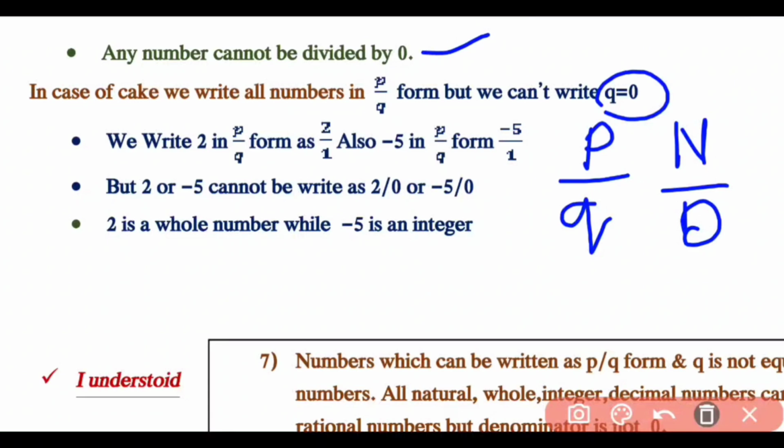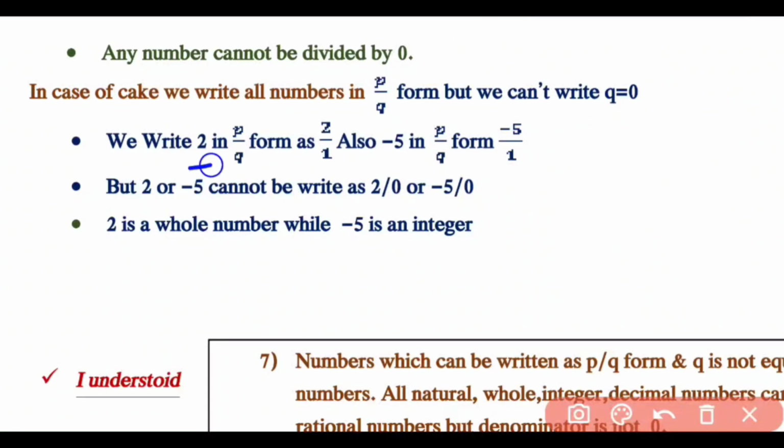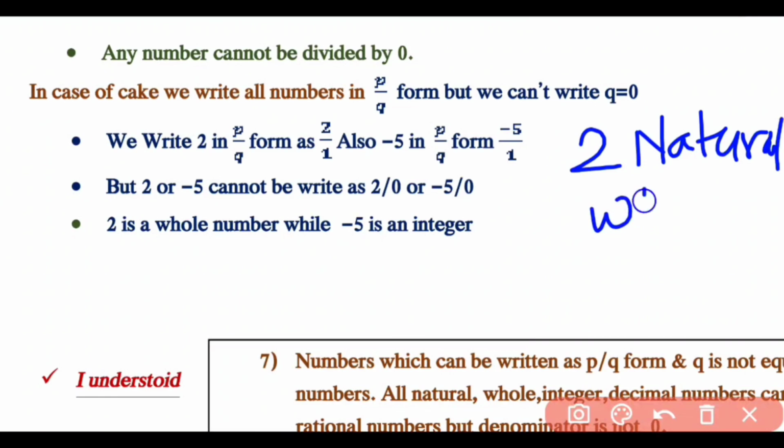Now let us see the third point. We write 2 in p upon q form as 2 upon 1. Also we can write minus 5 in p upon q form as minus 5 upon 1. That means when we see a single number, it does not mean it is only a single number. Always there is 1 in the denominator. That means that particular number is a rational number also. We cannot say 2 is only a natural number, or 2 is only a whole number, but it is a rational number also.